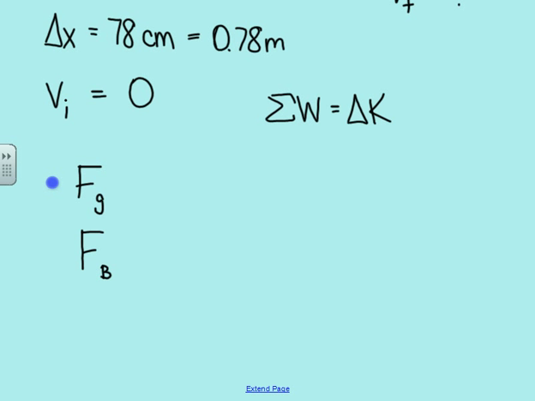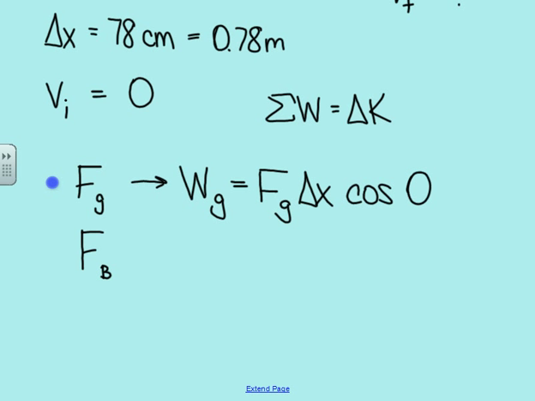Does the force of gravity do work? Well, let's think about that. The arrow is ideally moving horizontally, while the force of gravity is downward. So if I wanted to calculate the work done by the force of gravity, which is Fg delta x cosine theta, what angle would I have between the force vector and the displacement vector?